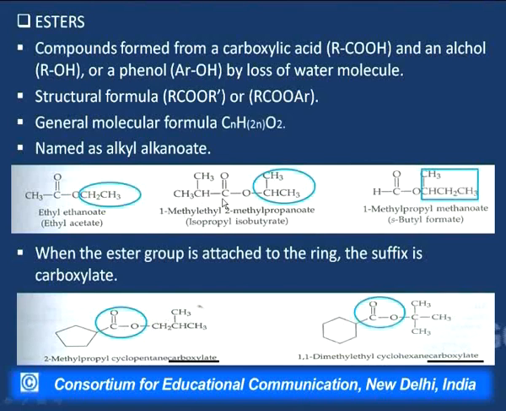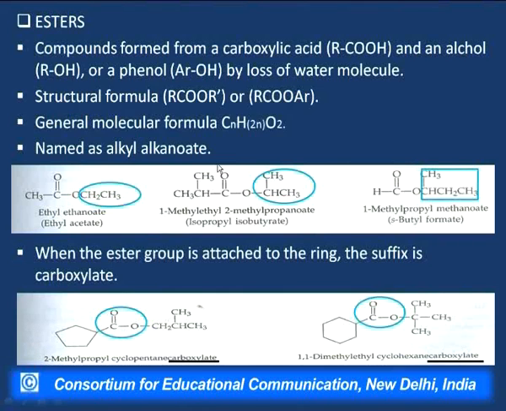1-methyl ethyl 2-methyl propanoate. If I talk of the common name, this can also be written as isopropyl isobutyrate. For the next example, again the alkyl part is a substituted alkyl group, and in this case it becomes 1-methyl propyl and then methanoate.